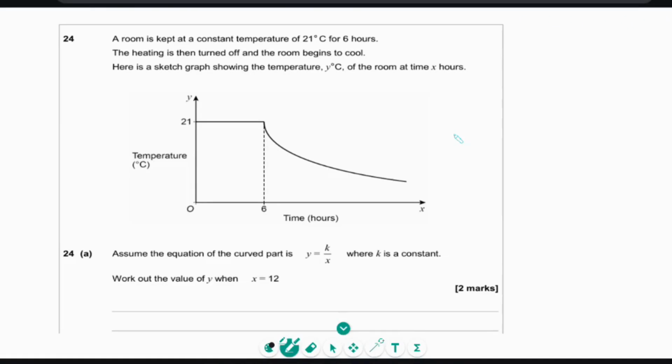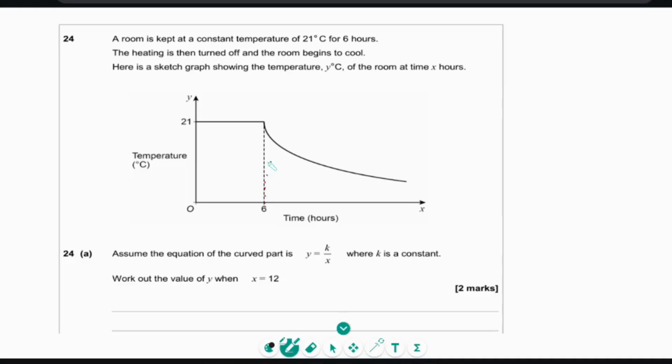A room is kept at a constant temperature of 21 degrees C for 6 hours. The heating is then turned off and the room begins to cool. So here we go, this is where it starts beginning to cool. Here is a sketch graph showing the temperature y degrees of the room at time x hours. Assume the equation of the curved part is y equals k over x, where k is a constant. Work out the value of y when x is 12.